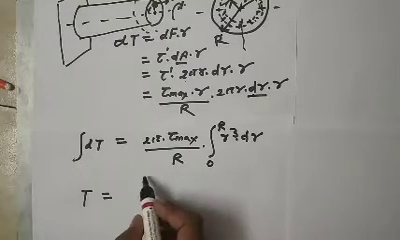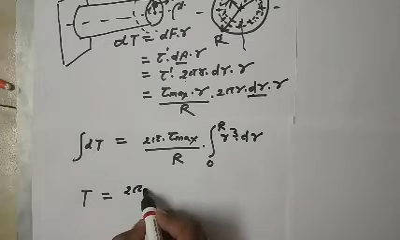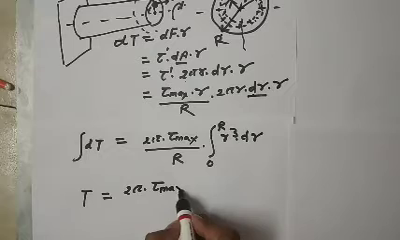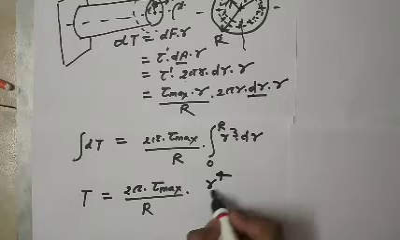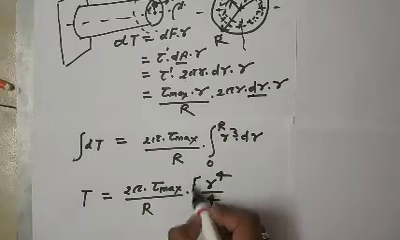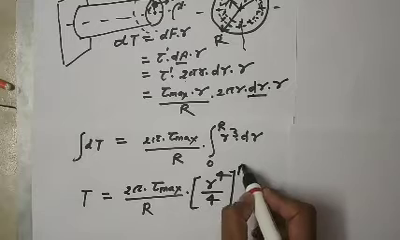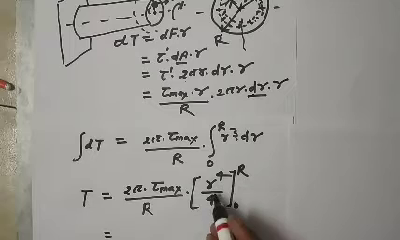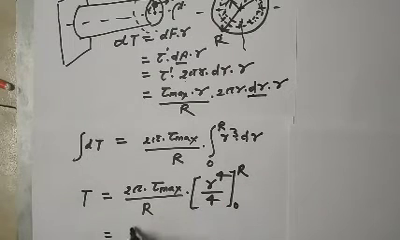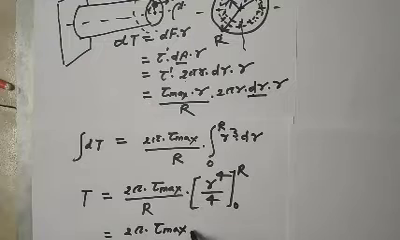When we integrate it, the value will be 2 pi tau max upon R into R to the power 4 upon 4. Replace the limit, then it will be capital R to the power 4 by 4. One power will be cut from this R, then the value will be 2 pi tau max into capital R cube upon 4.